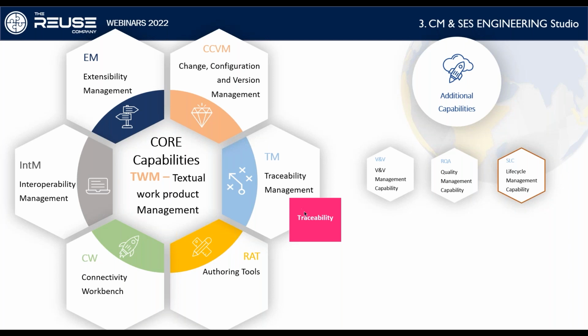So traceability is one of the aspects, belonging to the core capabilities. And we also have the VMV and quality management capabilities that are available as additional capabilities. They're embedded within SES Engineering Studio, but they are additional components that you can add on top. But they're all within the same tool.